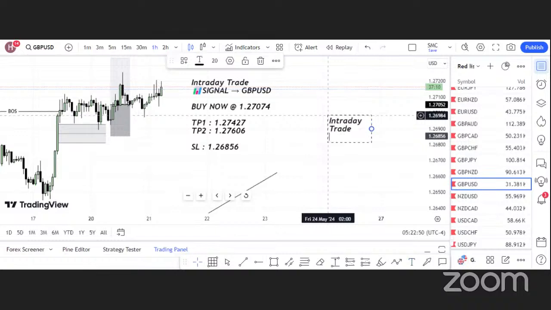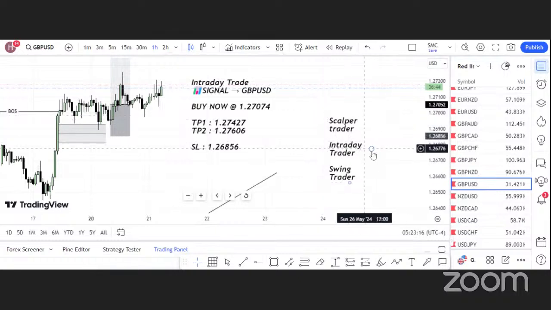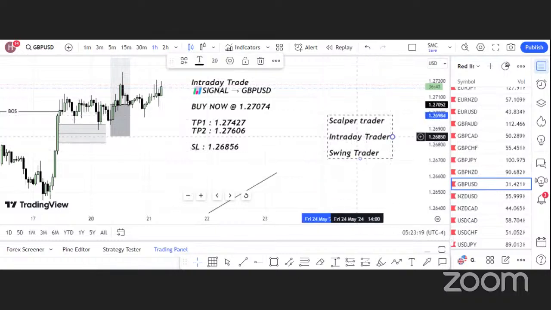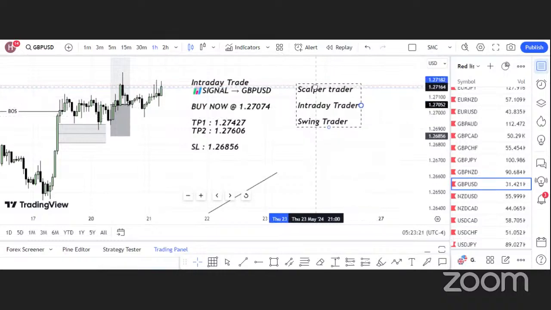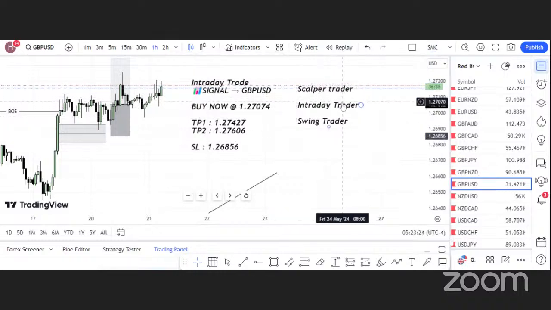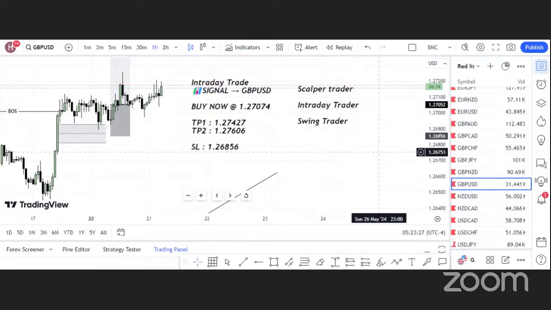We have the swing trader, and then we have the scalper trader. So we have the scalper trader, we have the intraday trader, and then we have the swing trader.